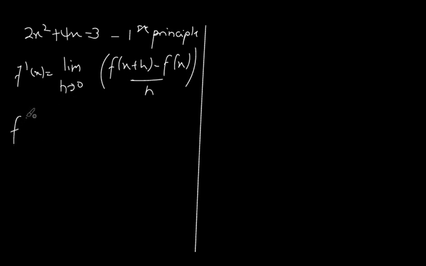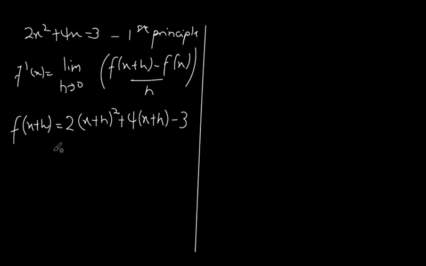So we have our f of x plus h is equal to, which means wherever we see x in this question, let's put x plus h there. So in place of x over here and x over here, we'll be putting x plus h. So what are we going to get? We'll be getting 2 into bracket x plus h squared plus 4 into bracket x plus h, then minus 3.